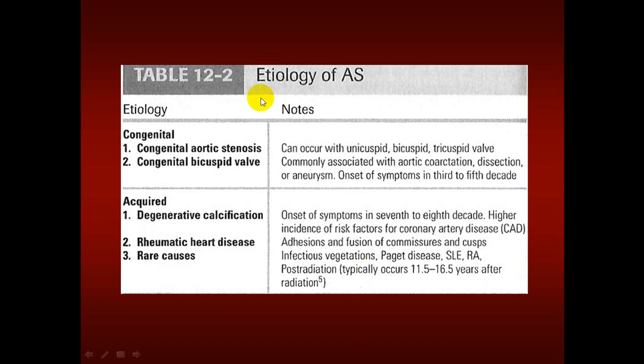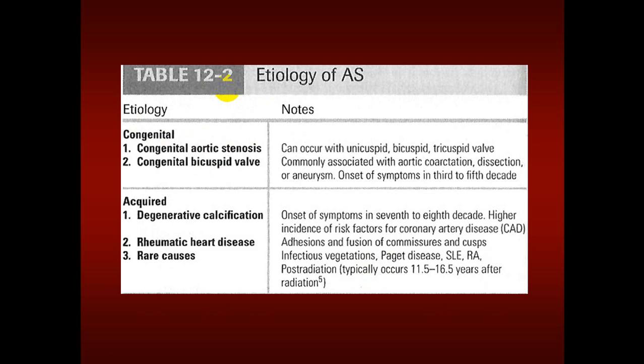So in this table we see the etiology, either congenital or acquired. Congenital aortic stenosis can occur with a unicuspid, bicuspid, or tricuspid valve, commonly associated with aortic coarctation, aortic dissection, and aortic aneurysm. Onset of symptoms is in the third to fifth decade, while acquired is a disease of the elderly, either degenerative calcification, rheumatic heart disease, or rare causes. Onset of symptoms is in the seventh to eighth decade.